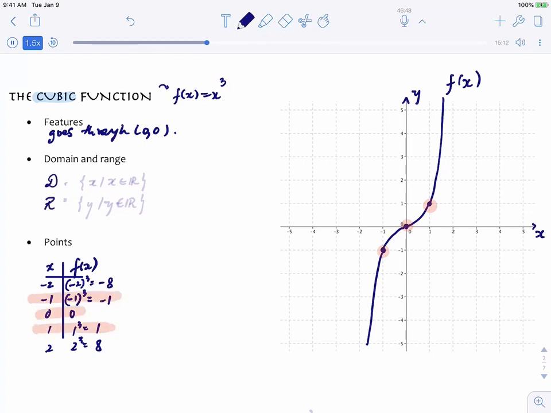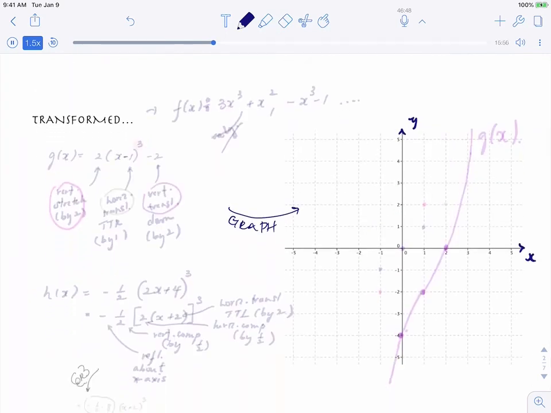The domain and range, I'll let you tell me what I have to write down for the domain. Is it different from the quadratic function? What do you notice for the domain? Does it have any restrictions along the x? Nope. So all real values. What about the range? Yeah, unlike the quadratic, this one is all real numbers. Okay, so the y continues infinitely up and down.